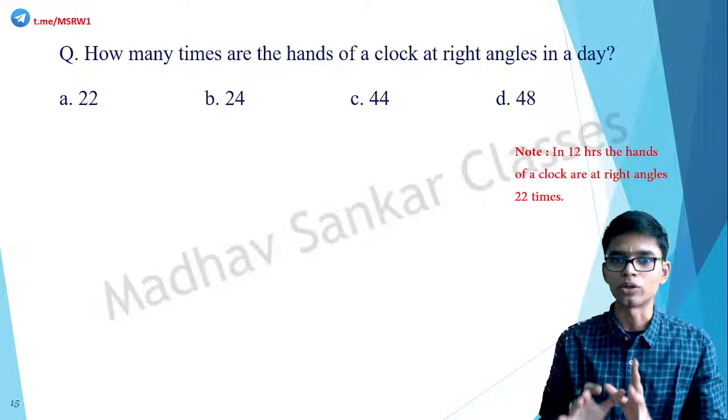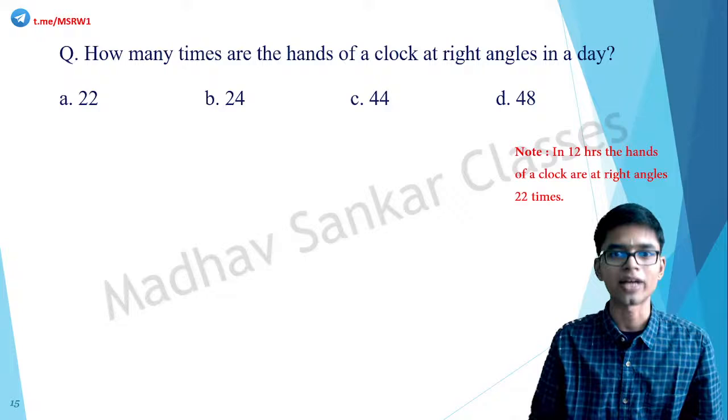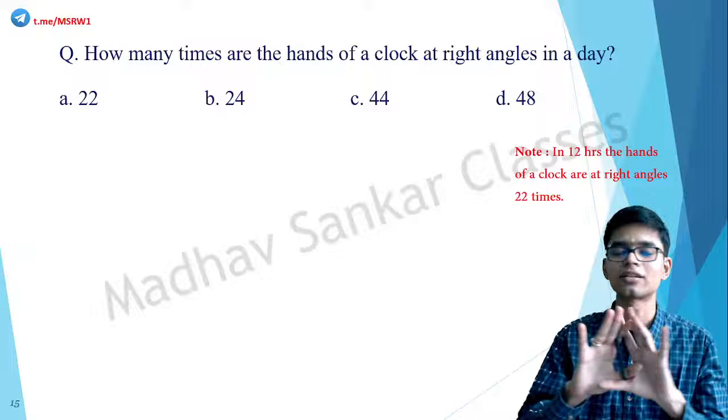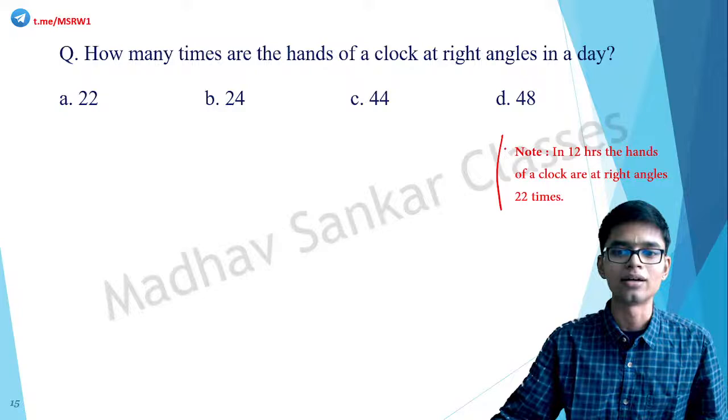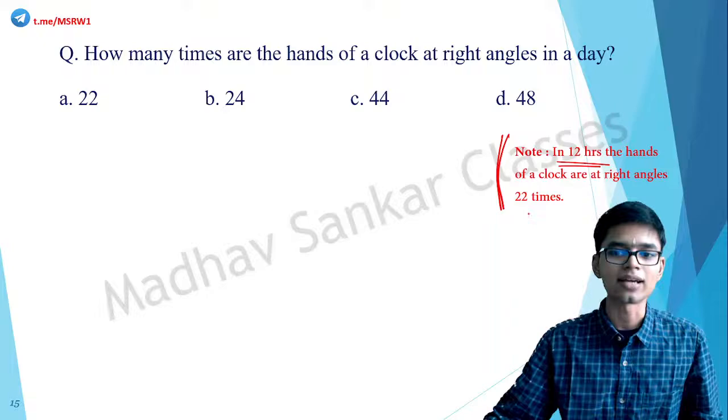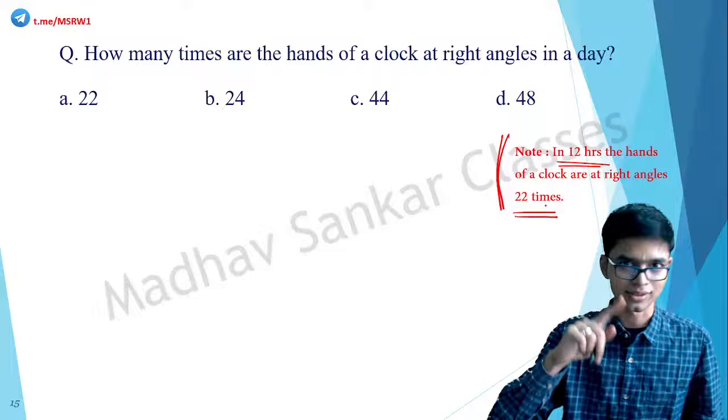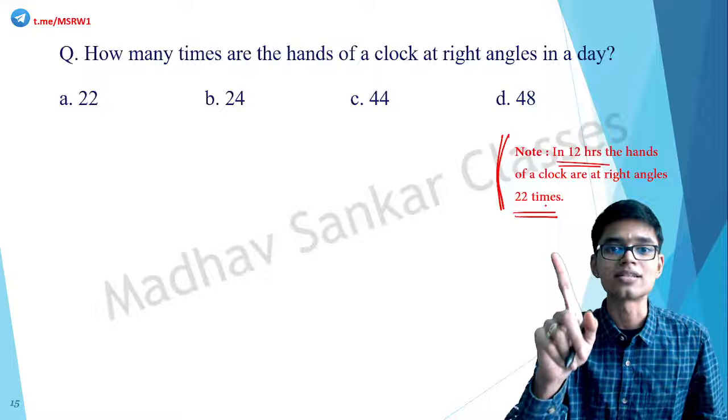You can do this, okay? You can actually solve it using all the angles and degrees and all. And that would take a lot of time. And if I try to explain it all together with everything that I have taught you today, you would get totally confused. Okay, so we don't have to go there. Let the proof be as such. Forget it. Take this note and learn it. In 12 hours, the hands of a clock are at right angles 22 times. Okay, every 12 hours, in one full 12 hours, the hands of a clock are in right angles 22 times.